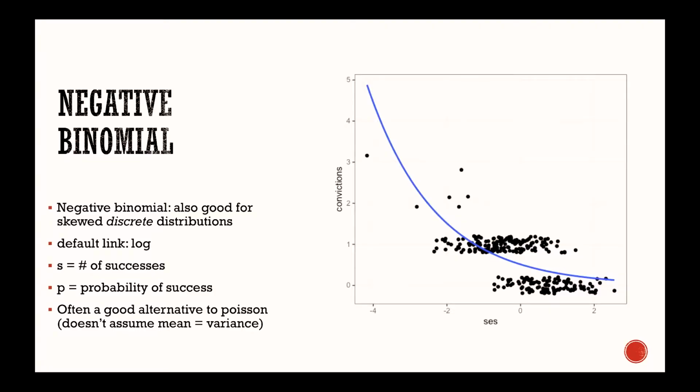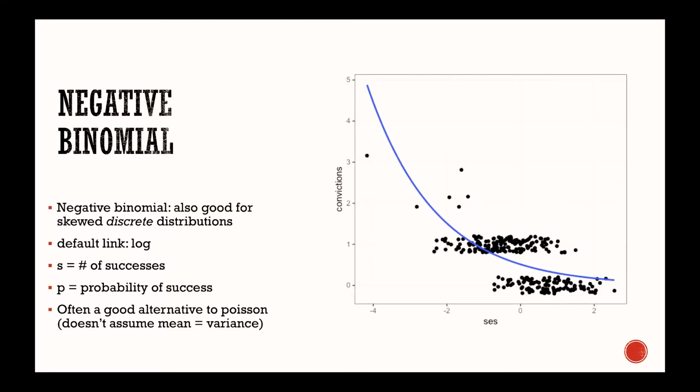So the default link for the negative binomial is the log, and it has two parameters. S is the number of successes, and P is the probability of success. I'm not going to go into details on those, but basically as you change those two parameters, the distribution may look more and more normal, more and more skewed, depending on how those things are put into the equation. So it is often a good alternative to the Poisson, because here's the important thing: a negative binomial does not assume that the mean equals the variance.